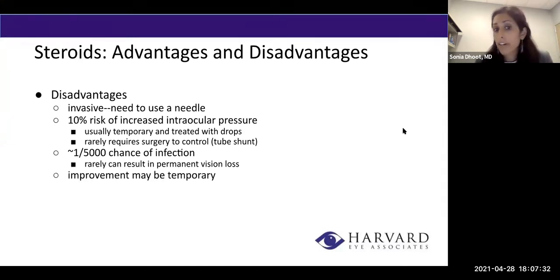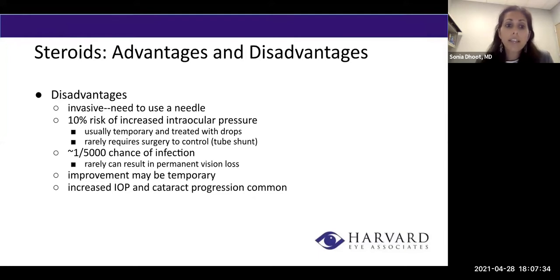Improvement may be temporary, just like the other drugs. And then the increased intraocular pressure and cataract progression is common. And that's why we talked about using Eylea in patients who already have pressure issues or have not yet or don't need cataract surgery quite yet. And the injections may need to be repeated.